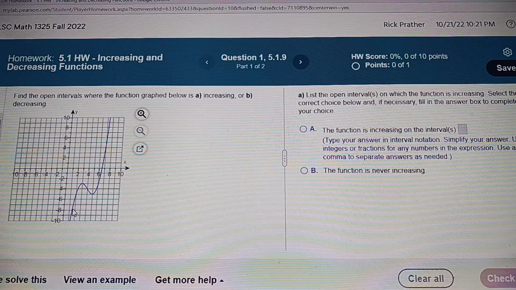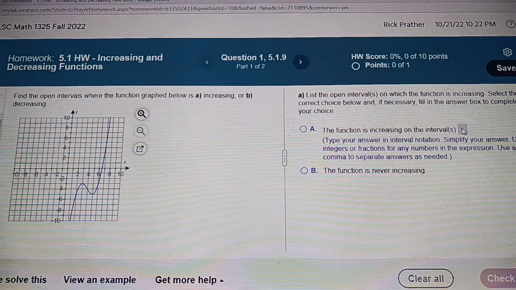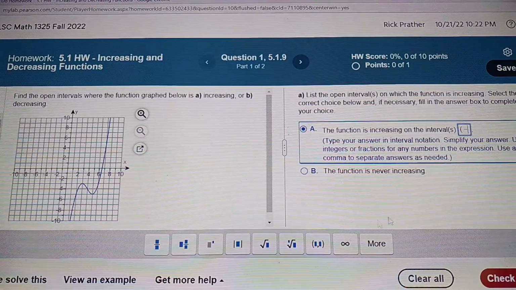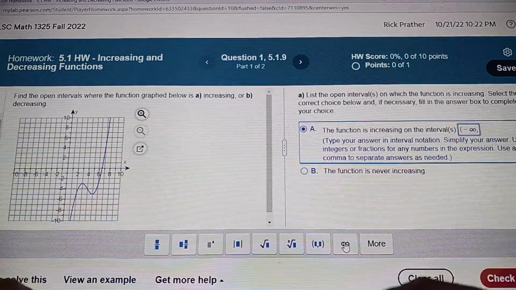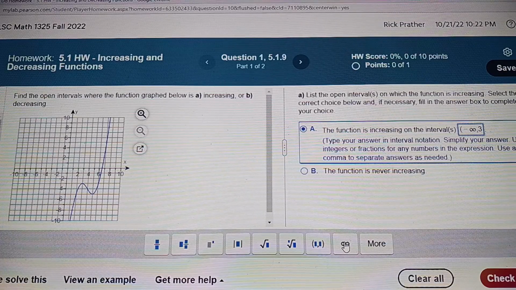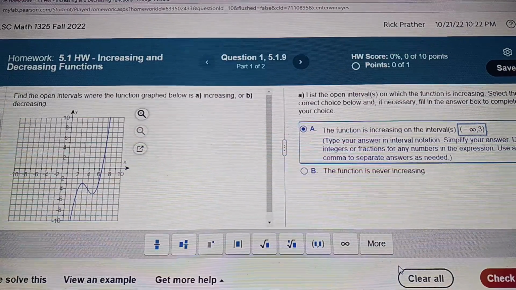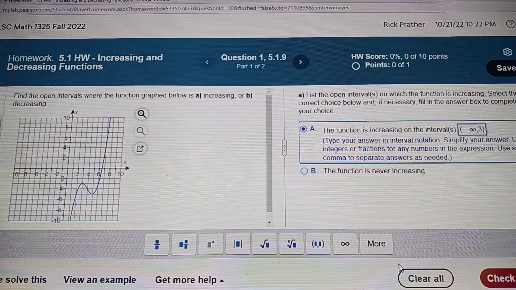And you would be constantly increasing until you reach this high point right there, which is at an x value of 3. So the graph is increasing from negative infinity all the way till 3. Now you always put parentheses on infinities, but here we always put parentheses on the actual numbers too, because you can't be increasing or decreasing at a single spot. So at exactly 3, nothing's really happening. So all the way till 3, it's increasing.